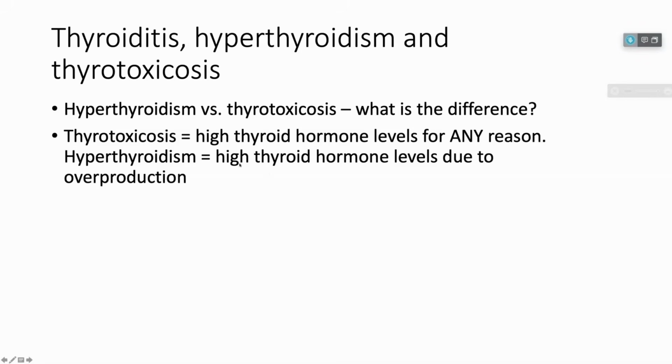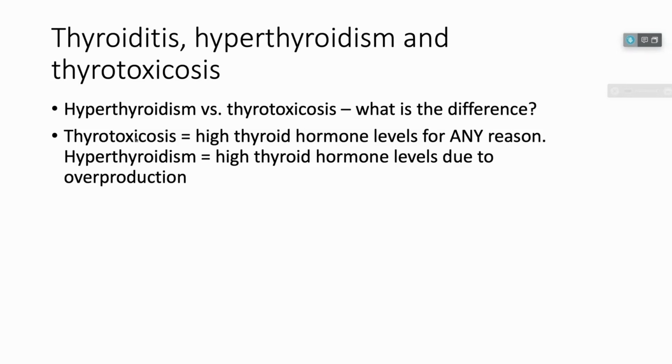Hyperthyroidism means you have high thyroid hormone levels because you're overproducing it. Thyrotoxicosis doesn't mean, as it sounds, oh my God, I'm going to die, like thyroid storm, something crazy like that, but it's actually not. Thyrotoxicosis just means I have high thyroid hormone levels for any reason. In other words, hyperthyroidism is a specific type of thyrotoxicosis. So if I took high exogenous thyroid levels, I would be thyrotoxic, but I wouldn't be hyperthyroid.